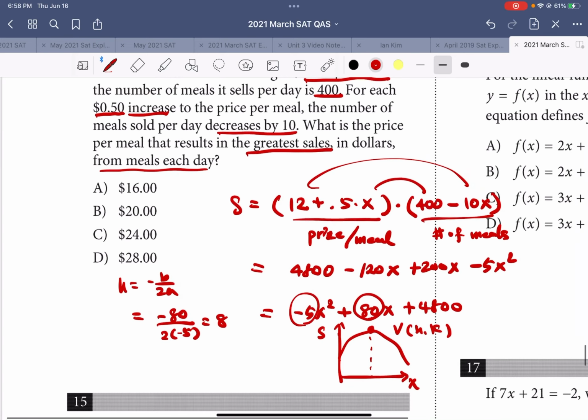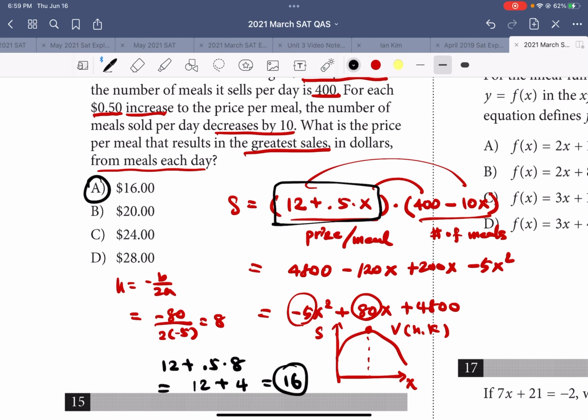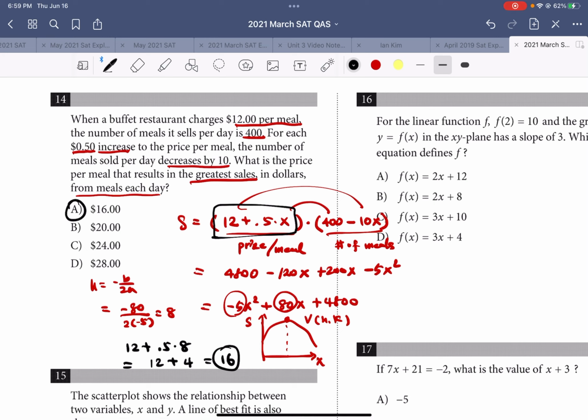So then they ask you, what is the price per meal? So price per meal is basically right here. So I'm going to substitute 12 plus 0.5 times 8. 8 times you increase, then you're going to have a maximum profit. So 12 plus 0.5 times 8 is 4, so 16. So $16 per meal will get you maximum profit. So answer is A. Okay.